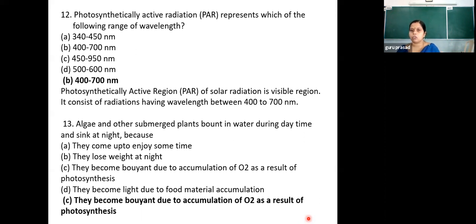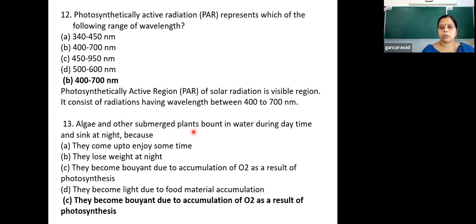And this wavelength of light is called what? PAR, that is photosynthetically active region, the region of the spectrum which is involved in the process of photosynthesis. That's why it is called PAR. So which is the correct option here? It should be a minimum of 400 and a maximum of 700. Among them, which one is the correct option? Option B, that is 400 to 700 nanometer. Clear?